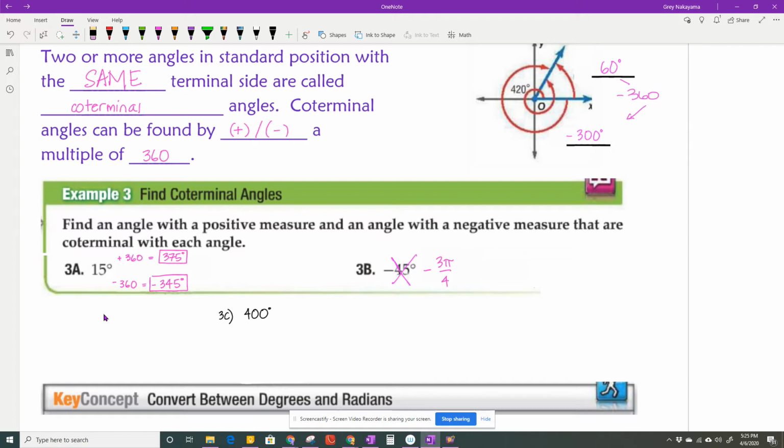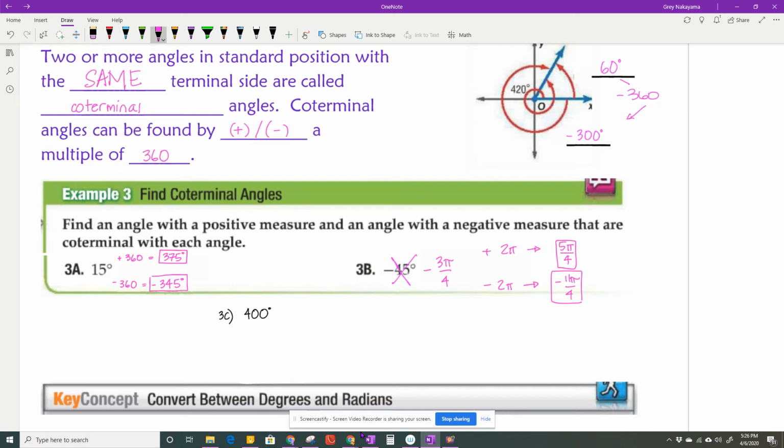So 3b, I changed it because I wanted to do a radian value with you. If you have negative 3 pi over 4, either way, I'm going to add 2 pi. And when I add 2 pi, your calculators will do that for you, or you have to change this to fourths, which is 8 pi over 4. But regardless, negative 3 pi over 4 plus 2 pi gives you 5 pi over 4. And negative 3 pi over 4 minus 2 pi gives you negative 11 pi over 4.